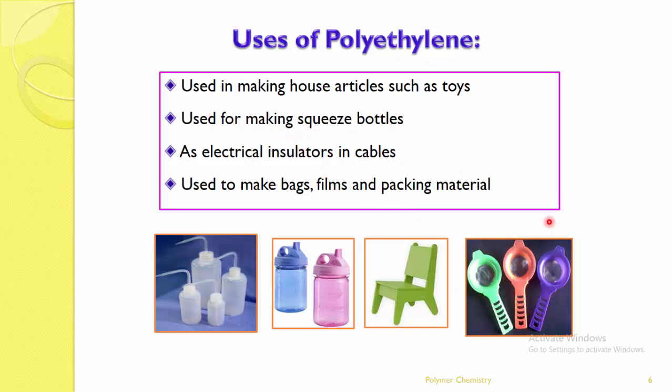Very simply, whenever we see household articles such as toys, squeeze bottles, and chairs, these household appliances are made of polyethylene, used in making house articles such as toys and squeeze bottles.